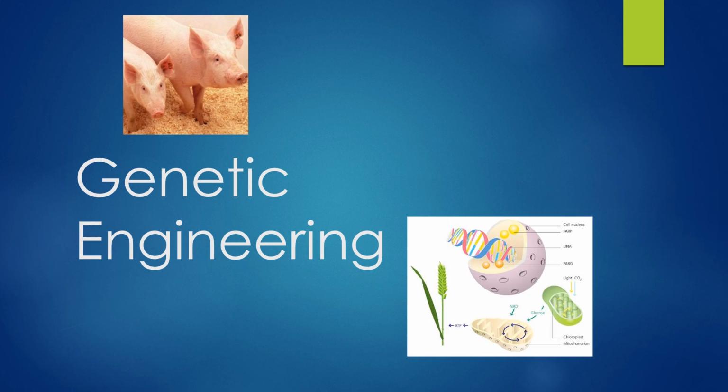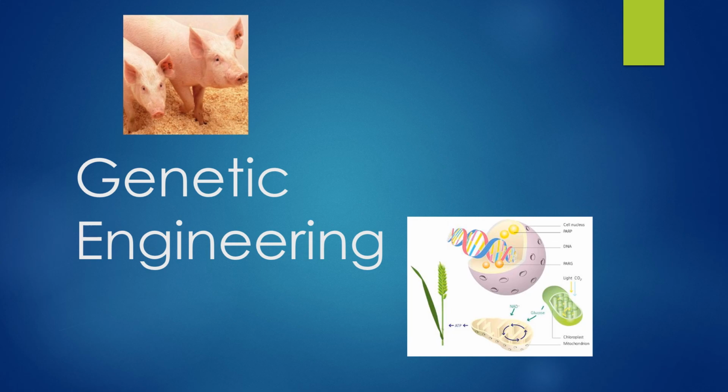So as you can see, I've got a picture of some animals there, I've got some piggies, and we have also got a cell with DNA and a picture of a plant. So it's kind of all-encompassing, this genetic engineering. So we're first of all going to look at what the words mean, but then we're also going to look at prime examples of how we can use it. And then in the next lesson, we're going to look at whether it's ethical to do so.